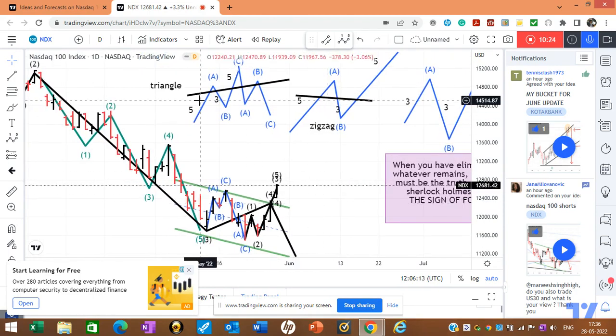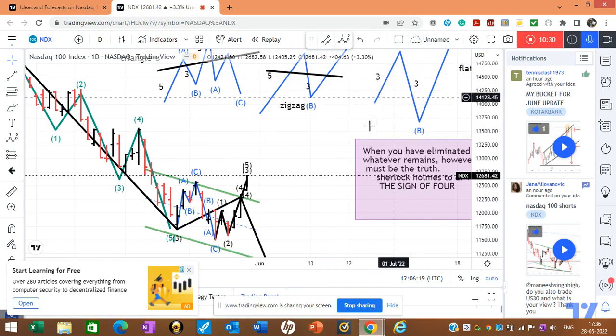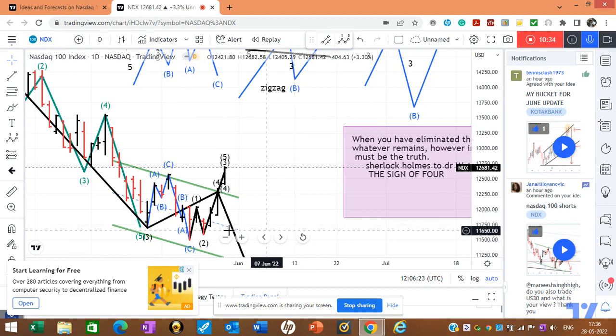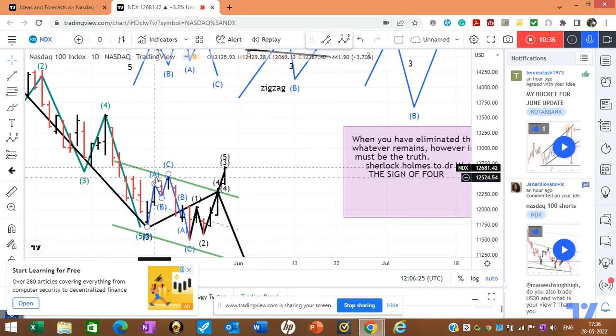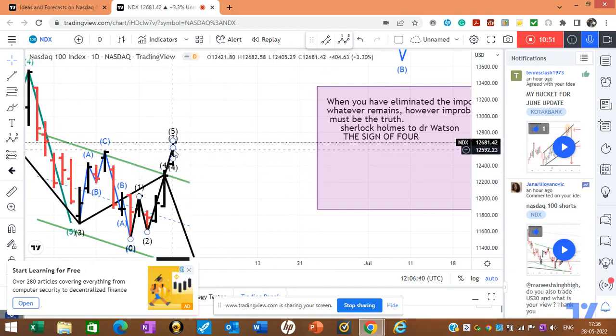So I have removed the triangle part, I have removed the zigzag. So all I am left with is this expanded flat correction. Instead of marking the first wave as wave 5 wave move up, I have marked it as a 1, 2, 3 wave, because if I go to smaller time frames, I see 3 waves, not 5. And that is why this breach has taken so much.